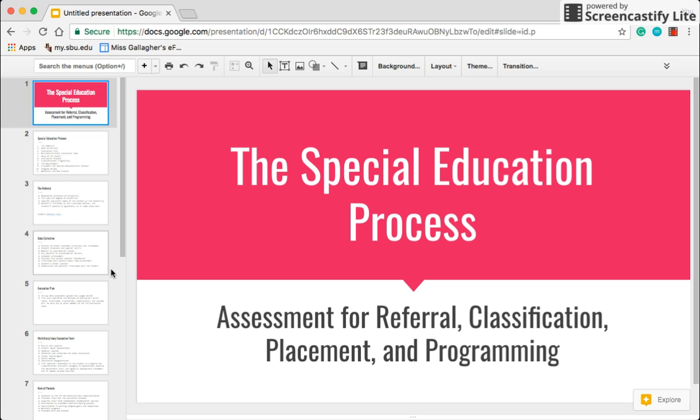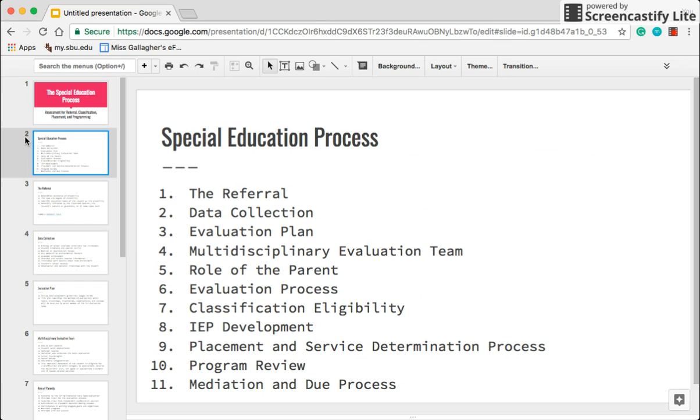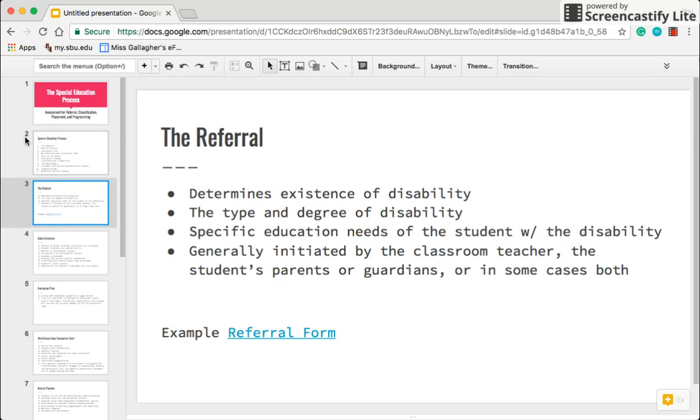Hi, today I'm going to be talking about the special education process: assessment for referral, classification, placement, and programming. The special education process has 11 sections to it. The referral, data collection, evaluation plan, multidisciplinary evaluation team, role of the parent, evaluation process, classification eligibility, IEP development, placement and service determination process, program review, and mediation and due process.